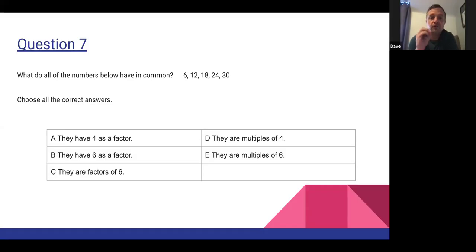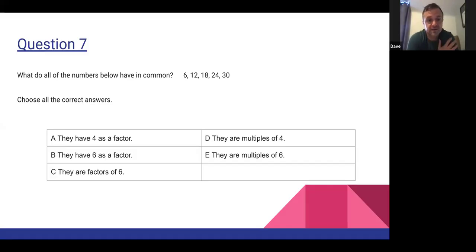Factors are divided. So if you have a number and you divide it by that factor, it should go in even. If it doesn't go in even, it's not a factor. So if I do 6 divided by 4, it does not go even. Even though I can go 12 divided by 4 is 3, 4 is a factor of 12. It is not a factor of 6, so A is not true.